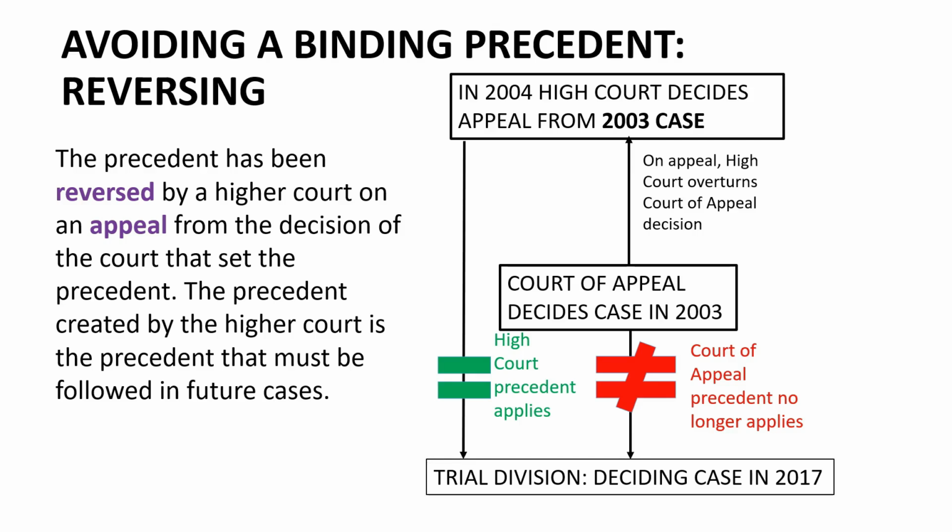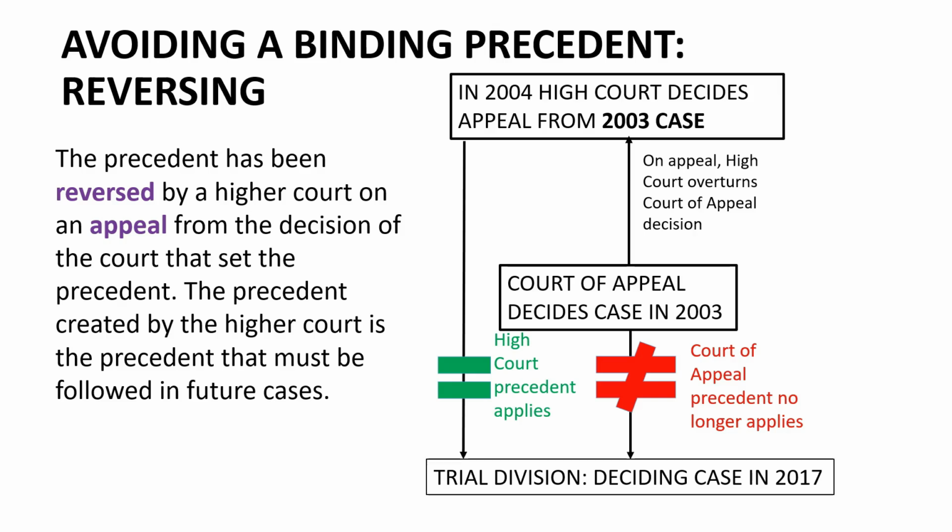In reversing the Court of Appeal's decision, the High Court would have given reasons for deciding that the Court of Appeal's decision is incorrect. And the High Court will also have decided what the correct legal rule is. It is this new legal rule that makes up the precedent in the High Court case. And it is this precedent which is binding on the Trial Division when it comes to decide its case in 2017.